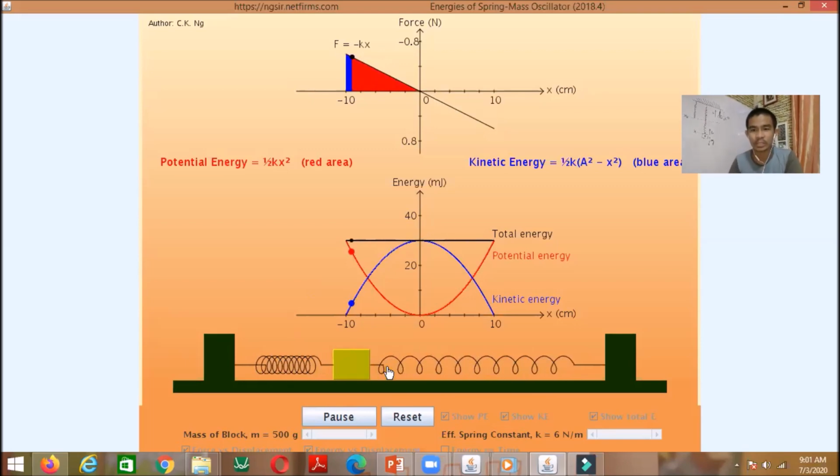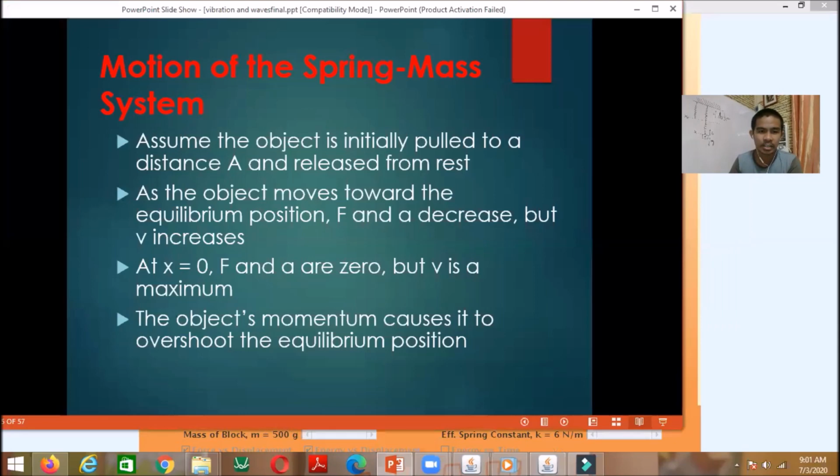So when can we say that an object is in simple harmonic motion? Before that, as the object moves towards the equilibrium position, F and a decrease, but v increases. At x of 0, F and a are 0. By Newton's second law of motion, the resultant force, or applied force, and acceleration must be in the same direction, and these two are directly proportional. As F increases, acceleration increases. As applied force decreases, acceleration decreases.